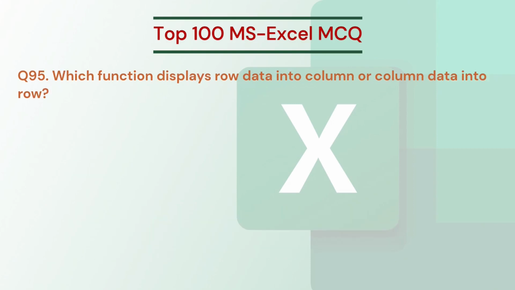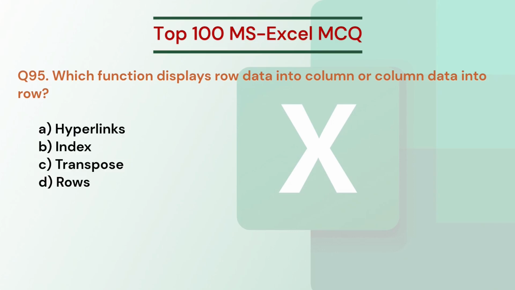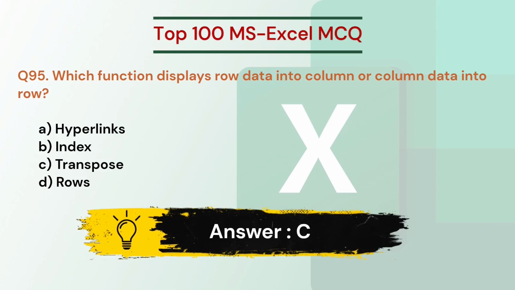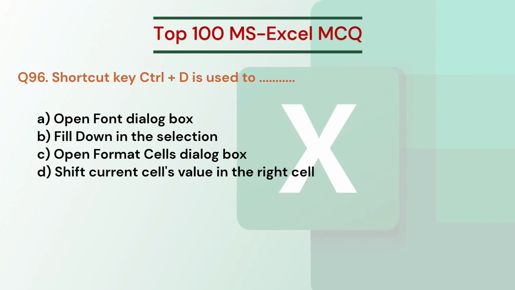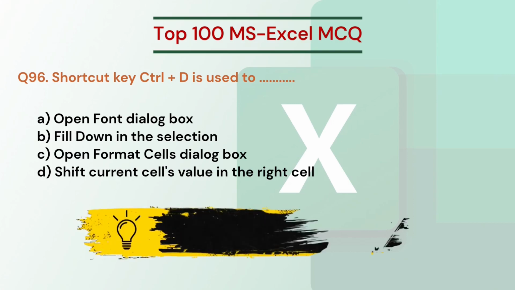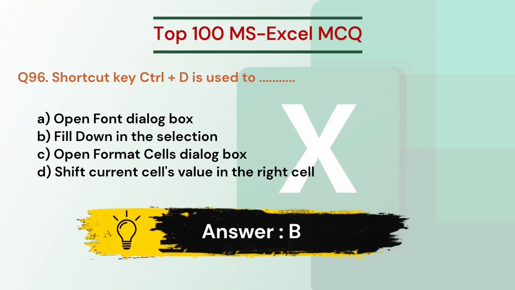Logical. Which function displays row data into column or column data into row? A. Hyperlinks. B. Index. C. Transpose. D. Rows. Correct answer is C. Transpose. Shortcut key Control plus D is used to A. Open font dialog box. B. Fill down in the selection. C. Open format cells dialog box. D. Shift current cell's value in the right cell. Correct answer is B. Fill down in the selection.